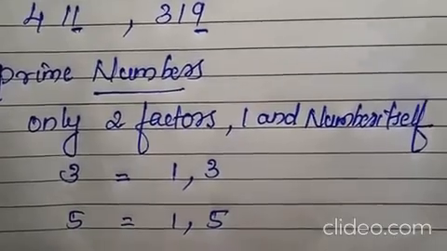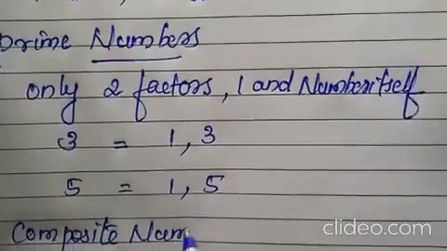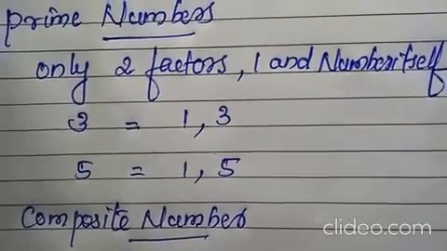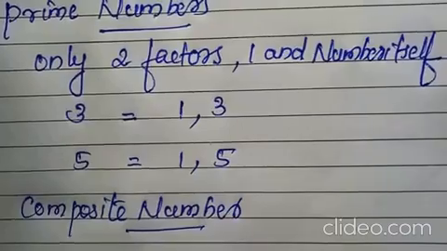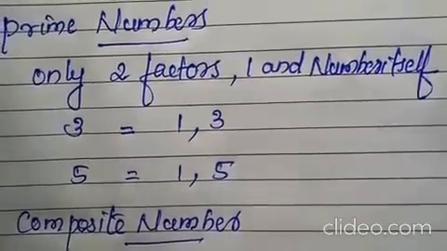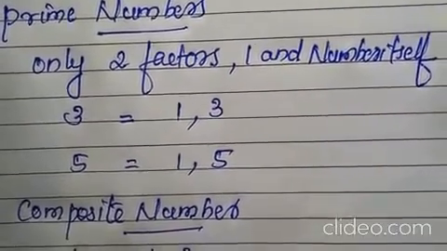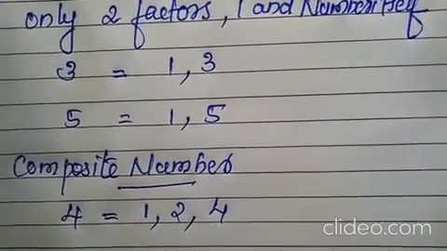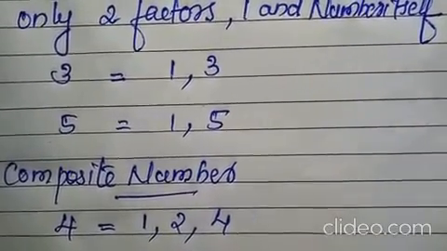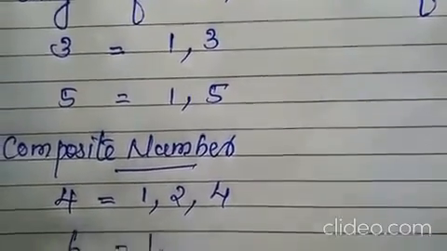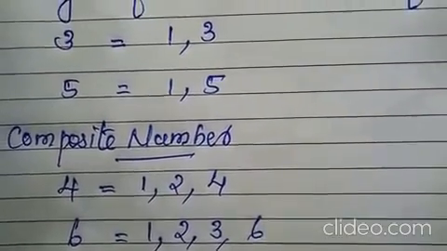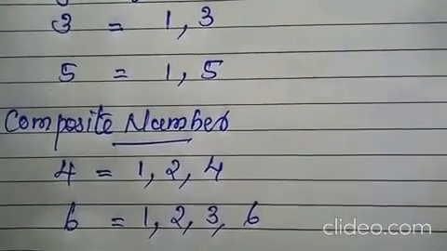Next is composite number. What is a composite number? A composite number is a number that has more than two different factors. More than two different factors. For example, 4. 4 is in the 1 table, the table of 2 is there, and the table of 4. Understood? So, it has more than two factors. So, this number is a composite number. Take the example of 6. 1, the 2 table is there, the 3 table is there, again 6. So, more than two factors. This number is called a composite number.